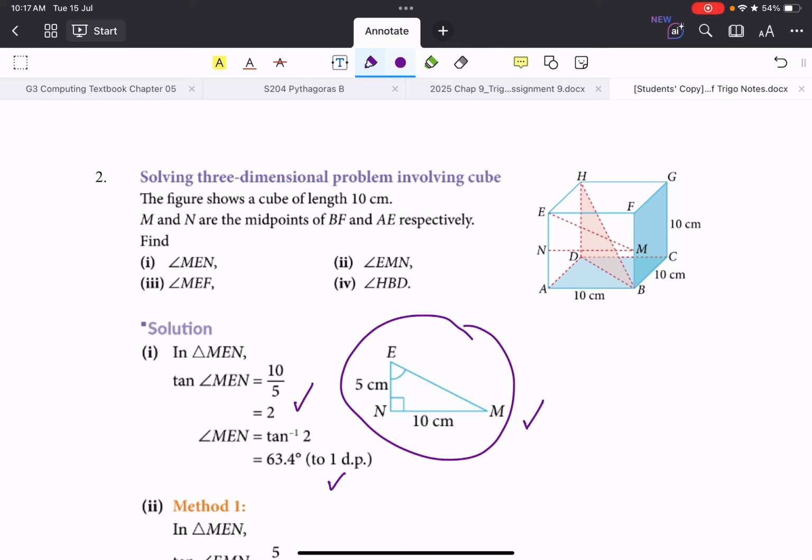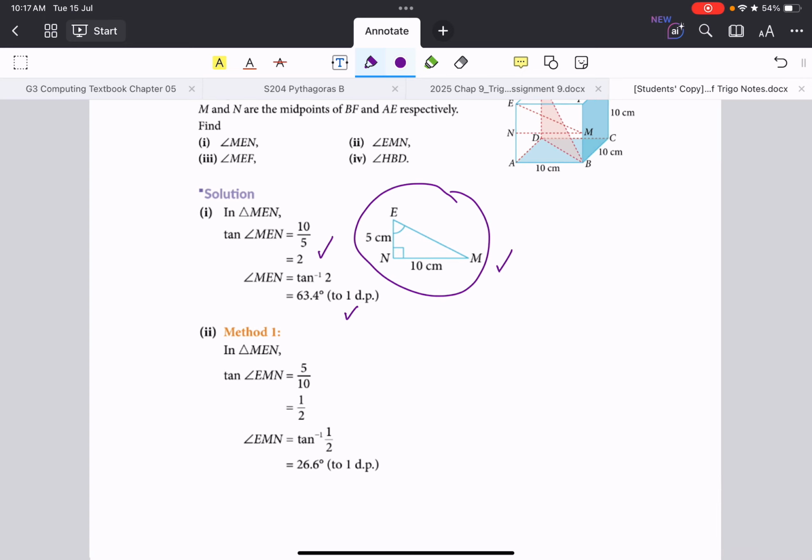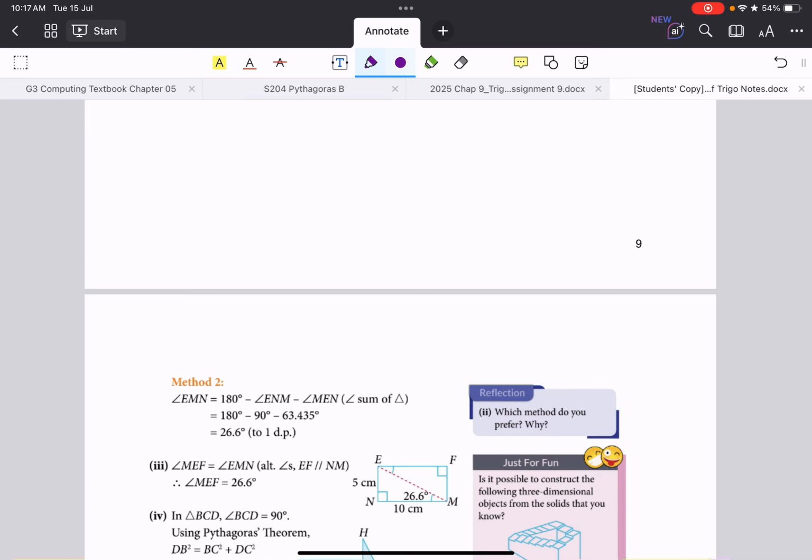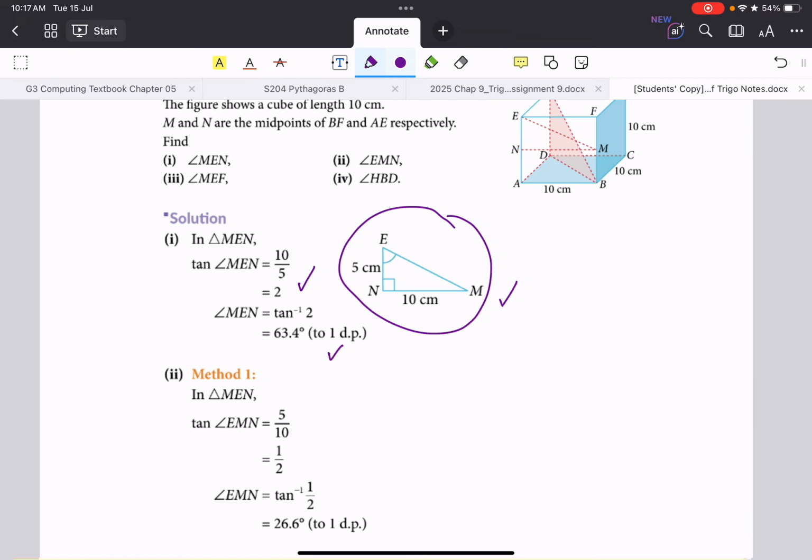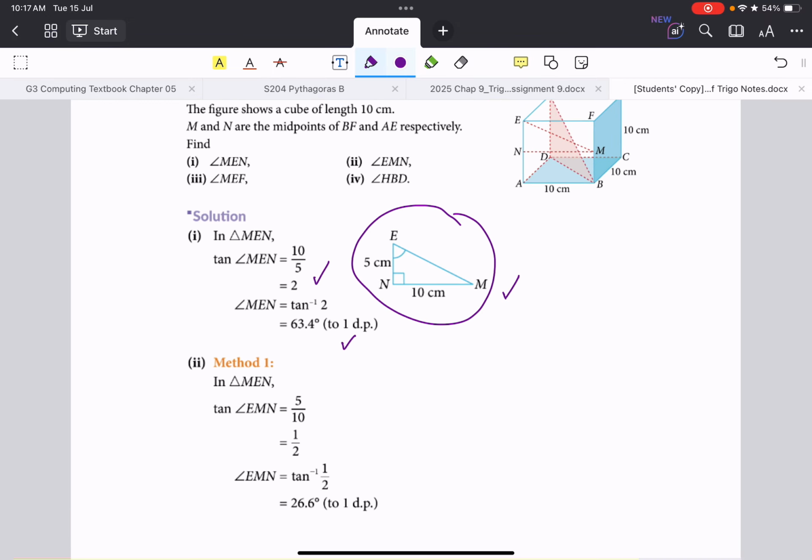So sometimes if we just rely on the three-dimensional diagram, it's really quite difficult to visualize, right? So there are two methods that are recommended by the textbook. But if we were to just do a quick sketch, oh wait, it is the same right angle triangle that we have already drawn, so we don't have to repeat it, right? So EMN. So now we want to find the angle EMN, which is this angle over here.